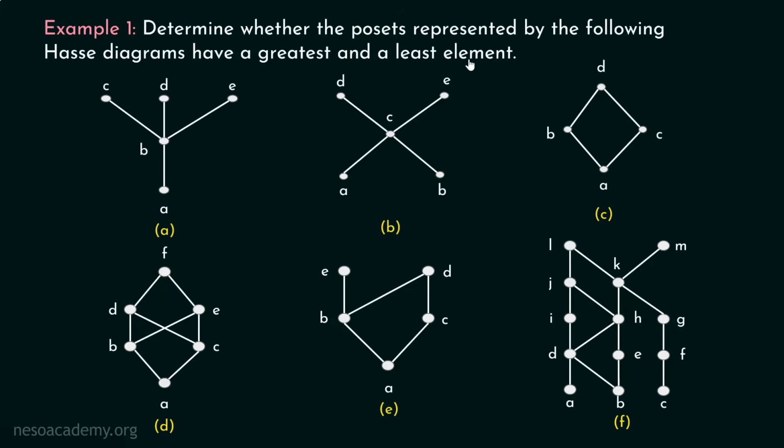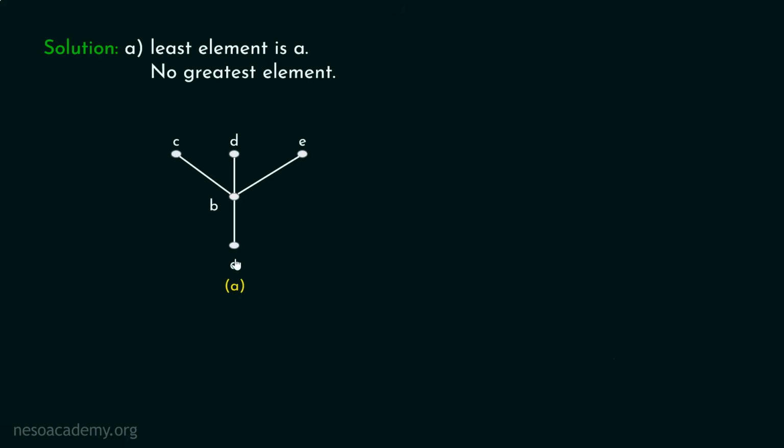Okay, so we have to determine whether the posets represented by the following Hasse diagrams have a greatest element and a least element. Let's consider this figure A. Here you can see in this figure, least element is A, but there is no greatest element. Why A is the least element? Because A is related to every other element, right? Also, you can see that there is no greatest element in this Hasse diagram. Because if we consider C as the greatest element, then every element must be related to C. But D is not related to C and E is not related to C. So we cannot say that C is the greatest element.